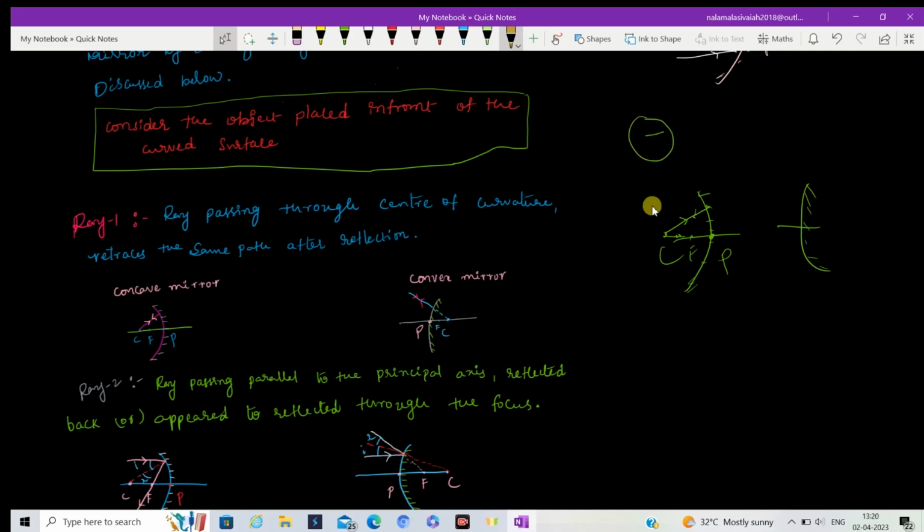As you take the circle, the line you take will act as a normal. So as I said, from the center to the point of incidence it will act as a normal line, then it retraces its same path.